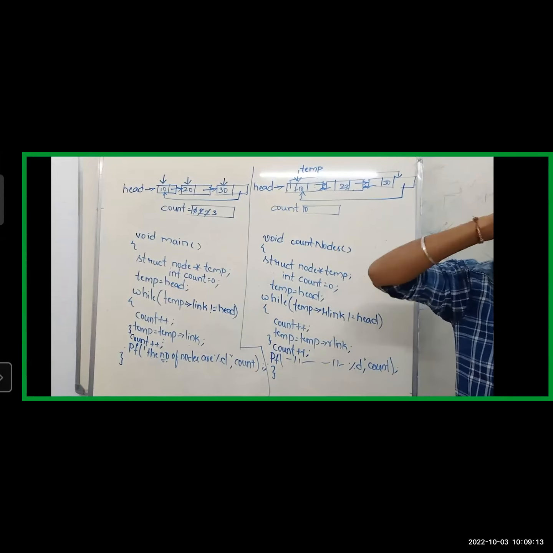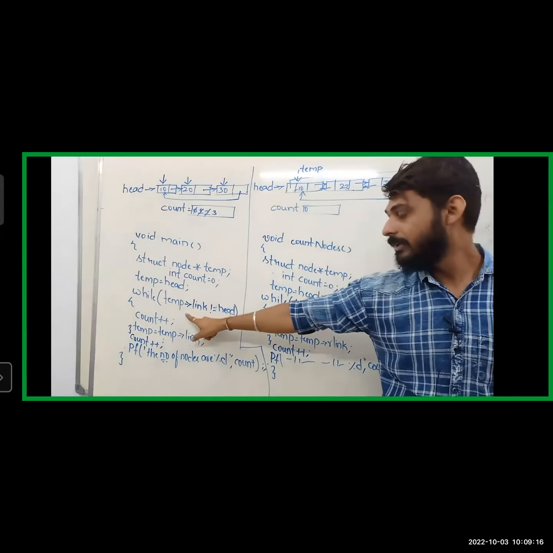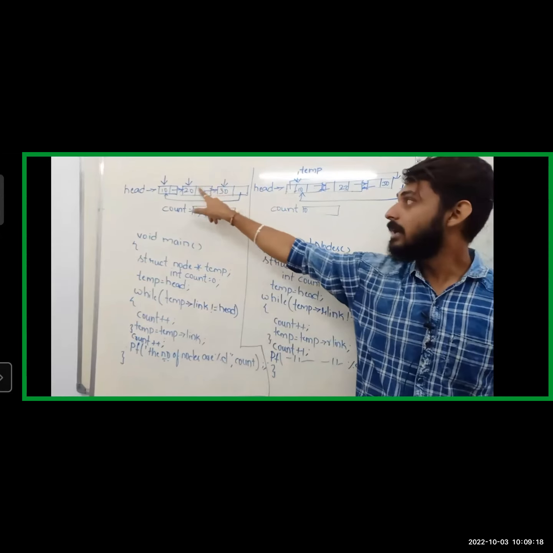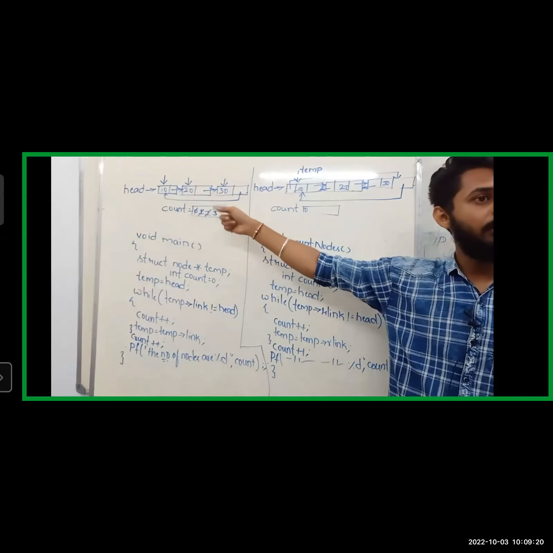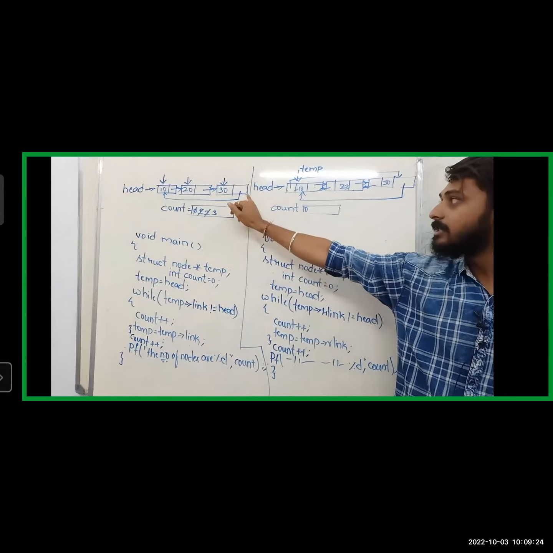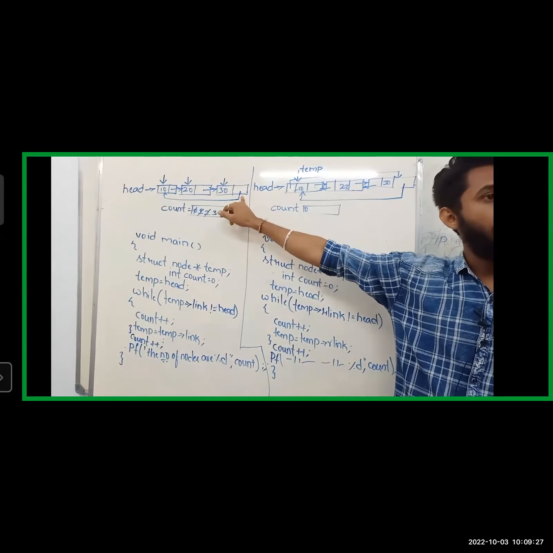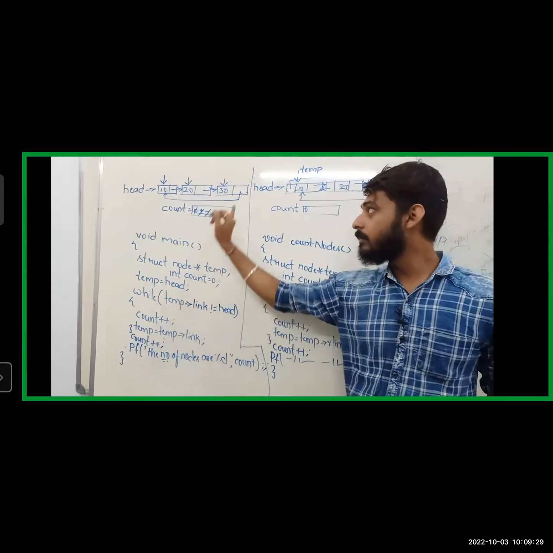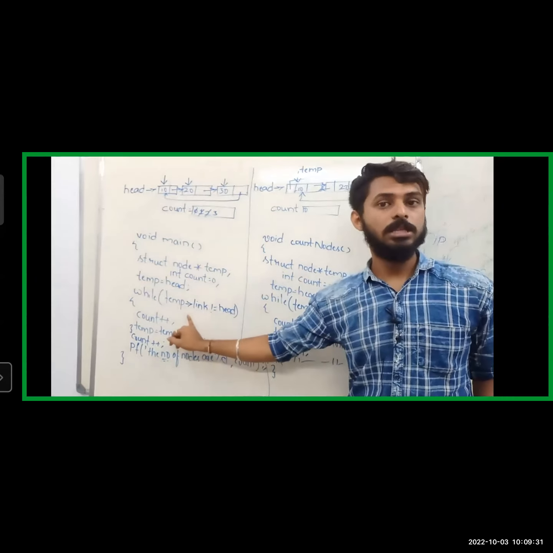When will it stop, you said? Whenever temp's link is not equal to head. It means until temp's link is not equal to head, it will keep doing it. Whenever it becomes equal to head, it will stop. Here it will stop. In this condition, it will stop. Why? Because in this particular position, the condition will become false. Okay, and it will stop.